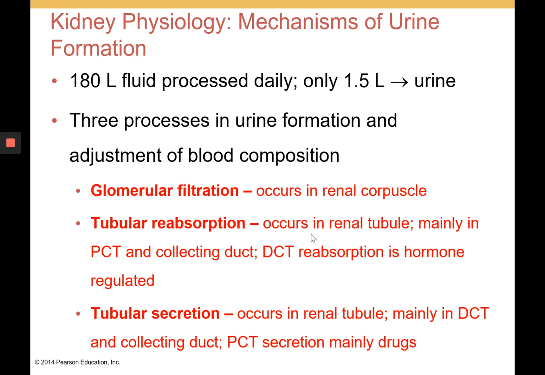Glomerular filtration occurs in the renal corpuscle via the filtration membrane. Tubular reabsorption occurs in the renal tubule system, mainly in the proximal convoluted tubule, but can occur in the collecting ducts and distal convoluted tubule. Usually in the distal convoluted tubule, tubular reabsorption is hormone regulated, such as by ADH or aldosterone. Then tubular secretion occurs in the renal tubule system as well, but it is primarily going to take place in the distal convoluted tubule and the collecting duct. So we do see some secretion in the proximal convoluted tubule, but really only the secretion of drugs, so the breakdown products of drugs.